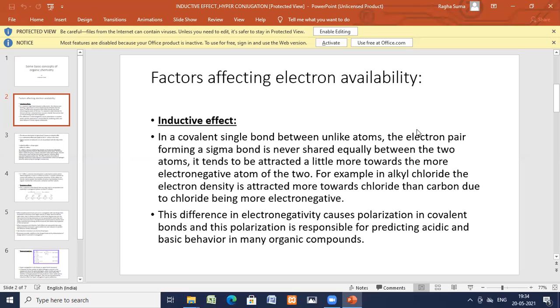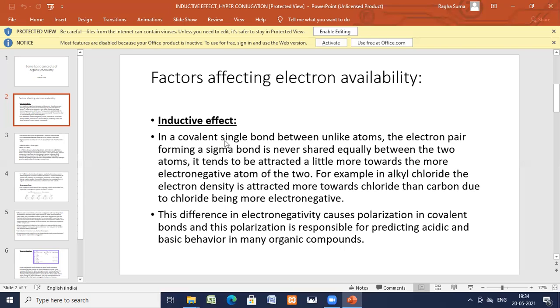There are many factors which affect the reactivity. The factors which affect the reactivity and electron availability are, first, the inductive effect. The second one is the mesomeric effect, or the resonance effect. And the third one is hyperconjugation. So now I'm going to explain the inductive effect.